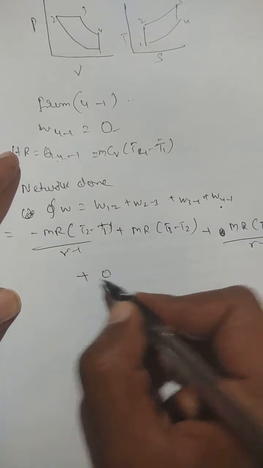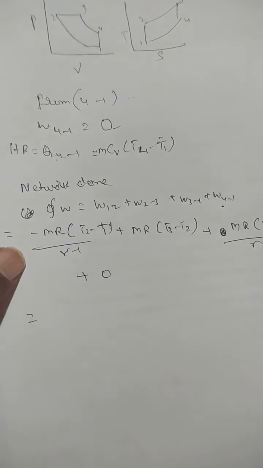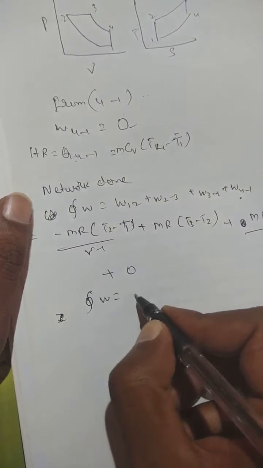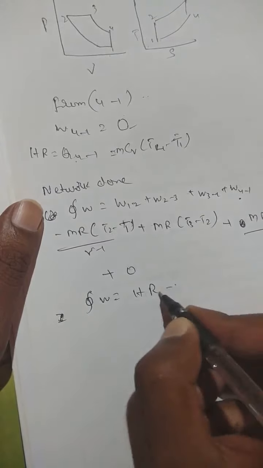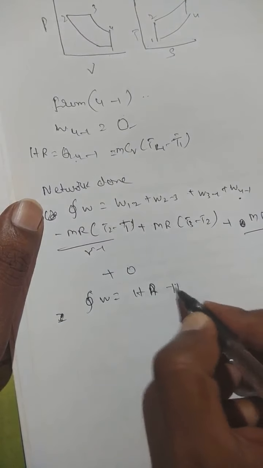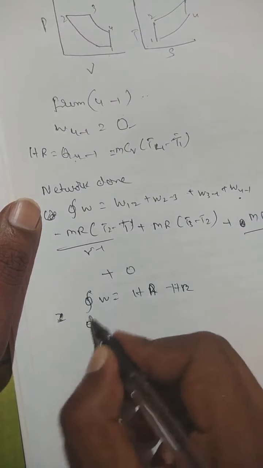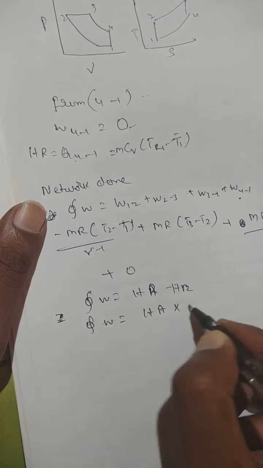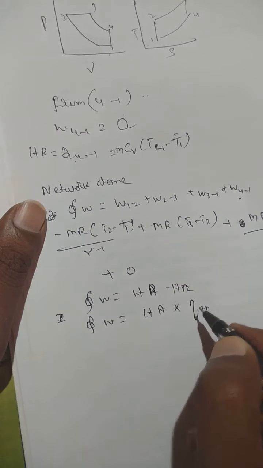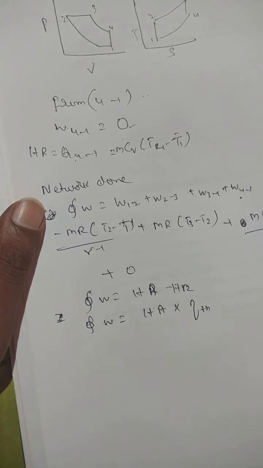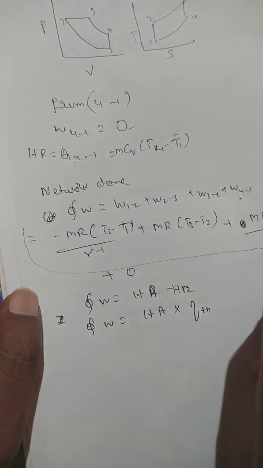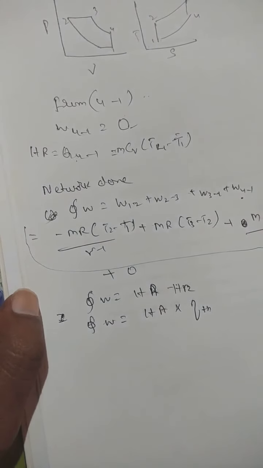So this is 0. Now you can also find the net work done by using two other formulas: heat added minus heat rejected, or one more formula, heat added into thermal efficiency. This is how you can also find the net work done. This completes the derivation for net work done. Okay, now we need to find the thermal efficiency for this cycle.